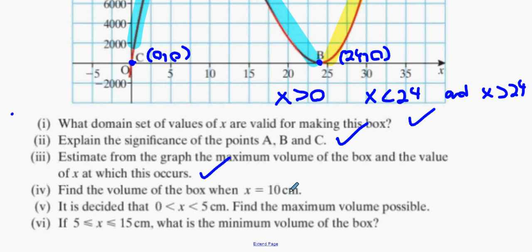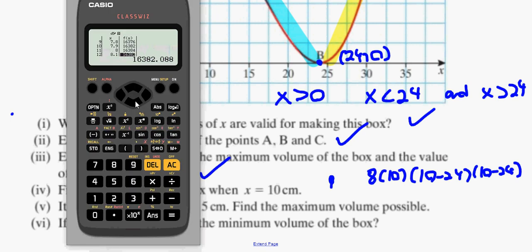Find the volume of the box when x equals 10. What does that mean? Is this from the graph as well, or put into the formula? You could put it into the formula, couldn't you? 8 times 10, times (10 take away 24) times (10 take away 24). But you already know the answer, don't you? Just read off where 10 is. 10 is 15,680.